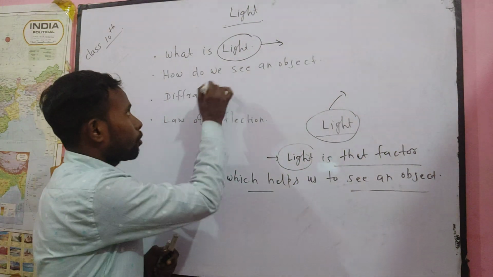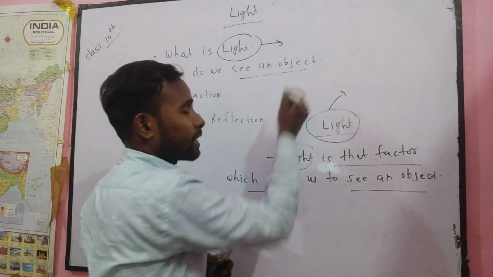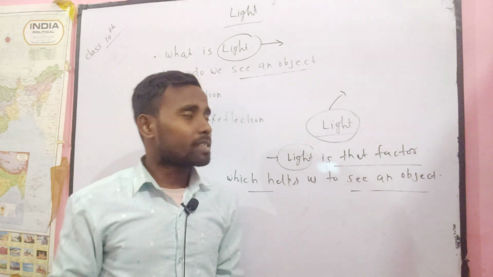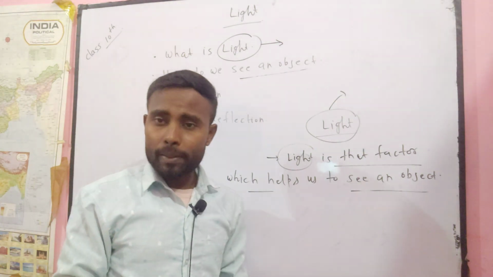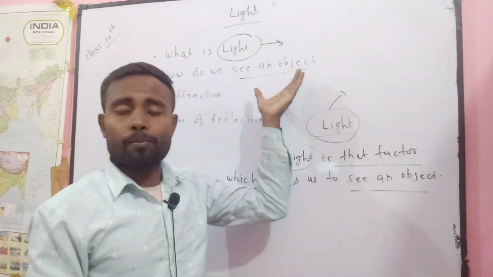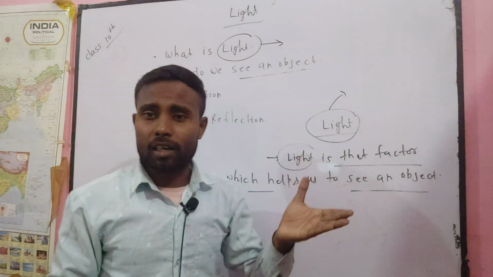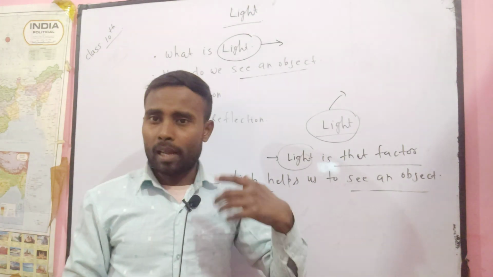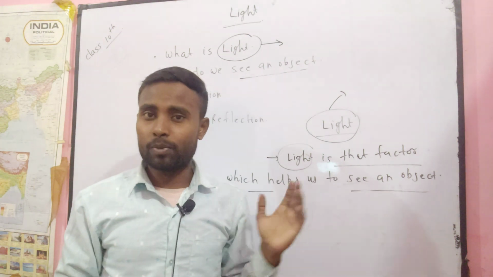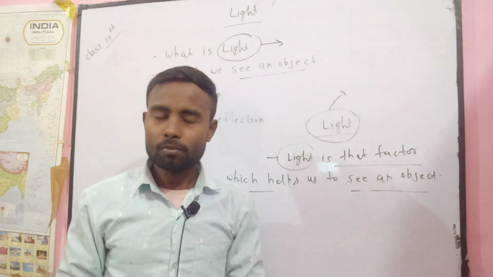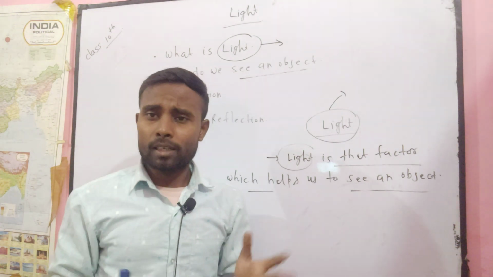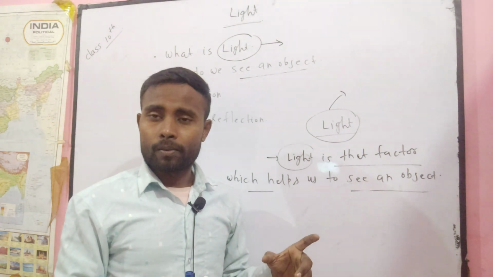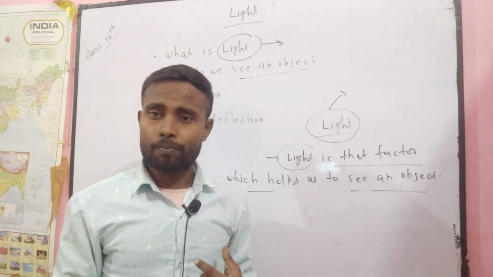Now, next terminology: how do we see an object? This is the second topic in the introduction part of the light chapter. You will see directly in the paragraph that this question arises: how do we see an object? What is the procedure? Suppose that I am visible to you. How am I visible to you in this video? YouTube is a medium, but it is not the physical vision that helps to see me.